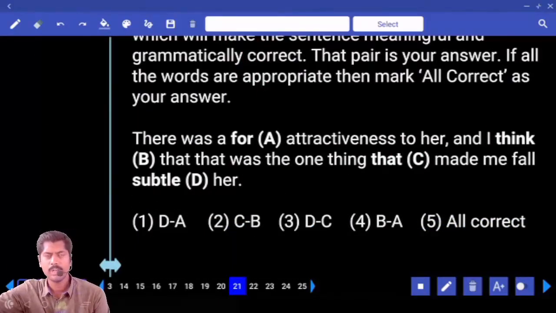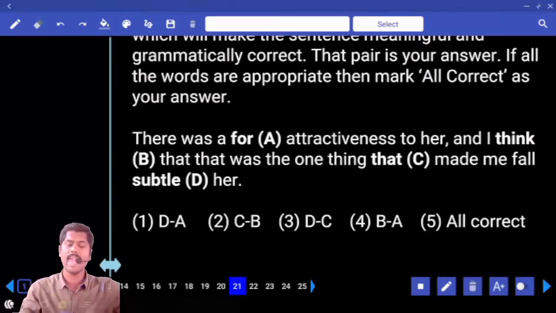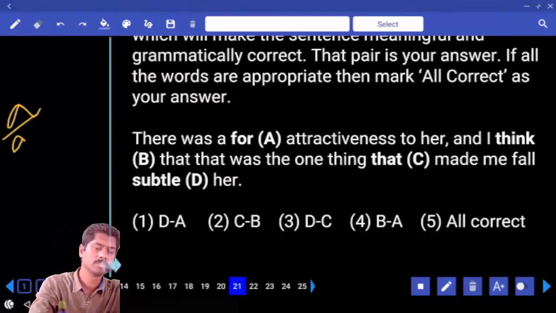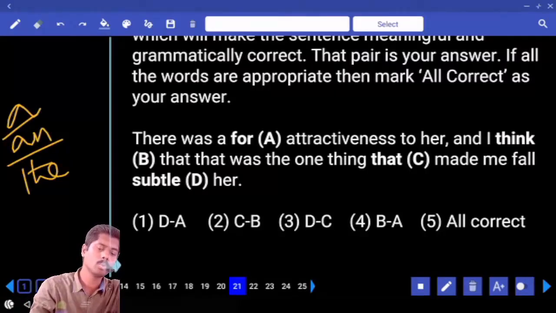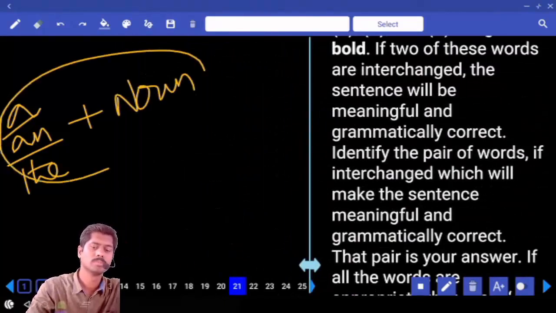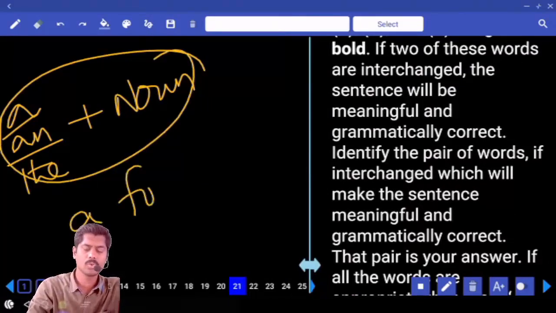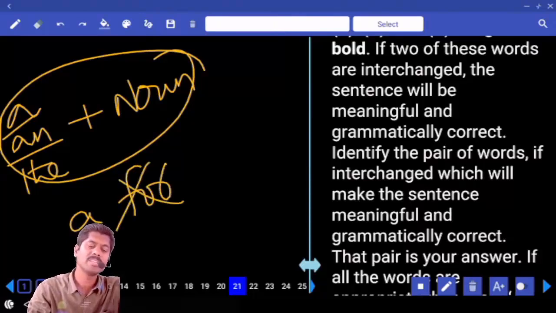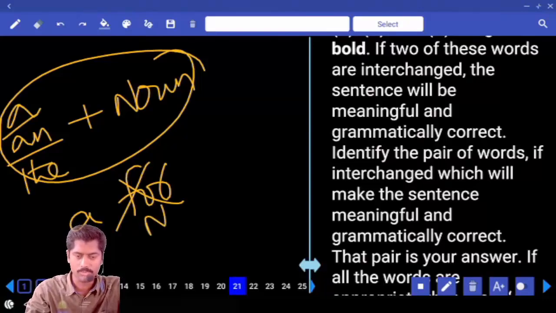Can I take "for" after the article A? After A and the, what do we need? We require a noun. "A for" is wrong, because "A for apple" is correct, but "A for that" is wrong. After A, I require some sort of noun.